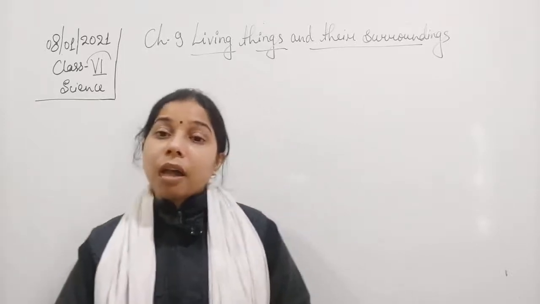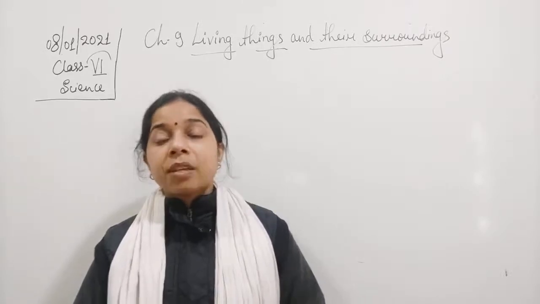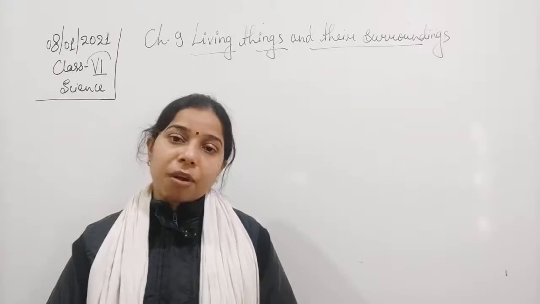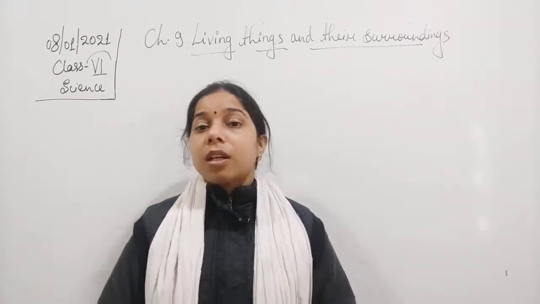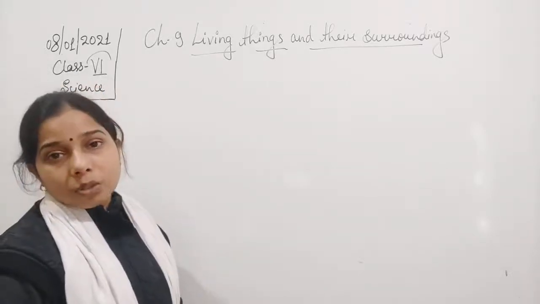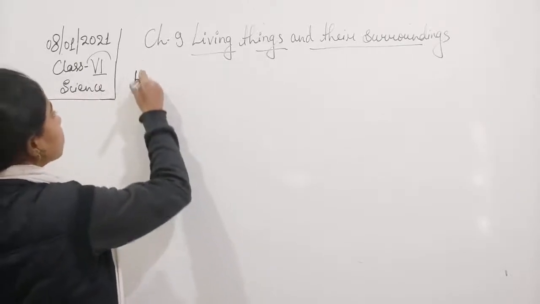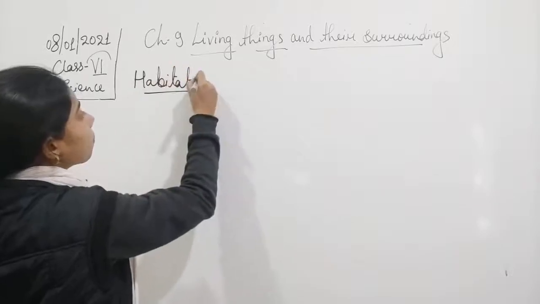So you see, students, how can we say that an object is a living thing? These characteristics make a living thing differ from non-living things. Now in this chapter, living things and their surrounding, we will discuss the next topic, and that is habitat.